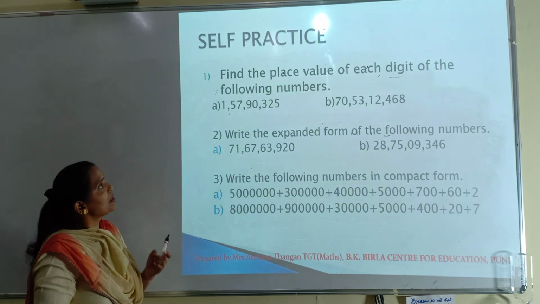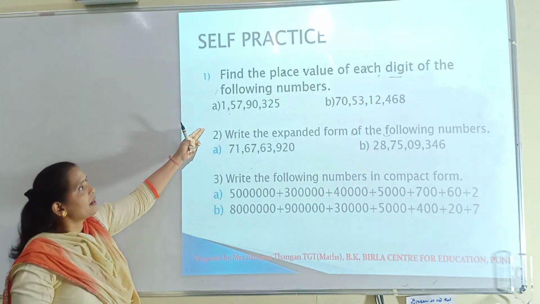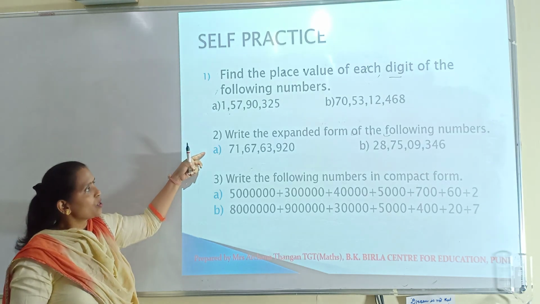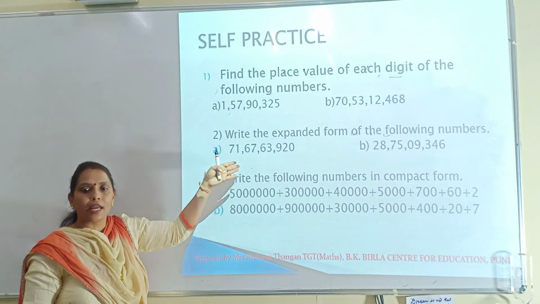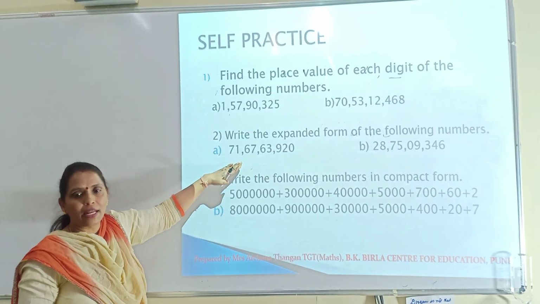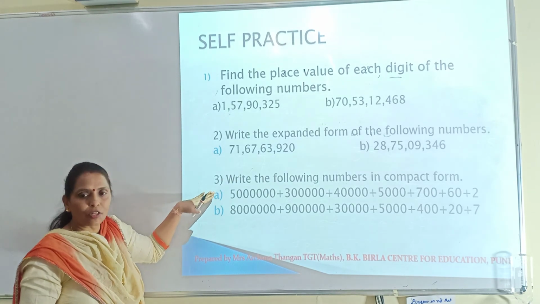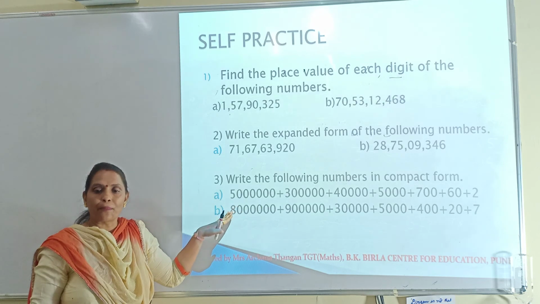So this is an easy practice set for you. First question, write the place value of each digit. There are two problems. Next, second question, you have to write the number in expanded form. This is a large number, you know, an 8-digit, 9-digit number. And third question, expanded form is given, you have to write it in a compact form or short form.